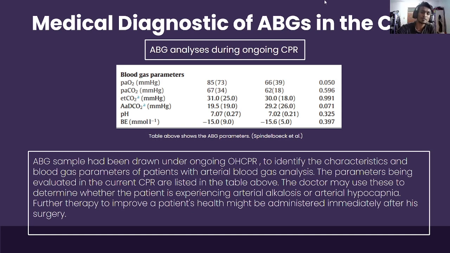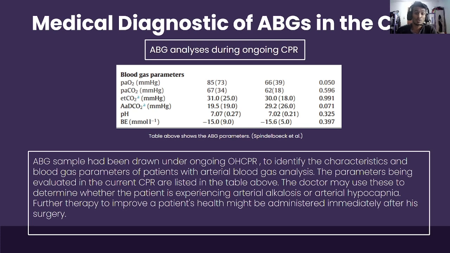Okay, the table here shows the blood gas parameters that are obtained. PaO2 is blood gas tension, PaCO2 is partial pressure of CO2, EtCO2 is end-tidal CO2, AaD CO2 is the arterial to alveolar end-tidal CO2 difference, pH is the pH value, and BE is base excess.